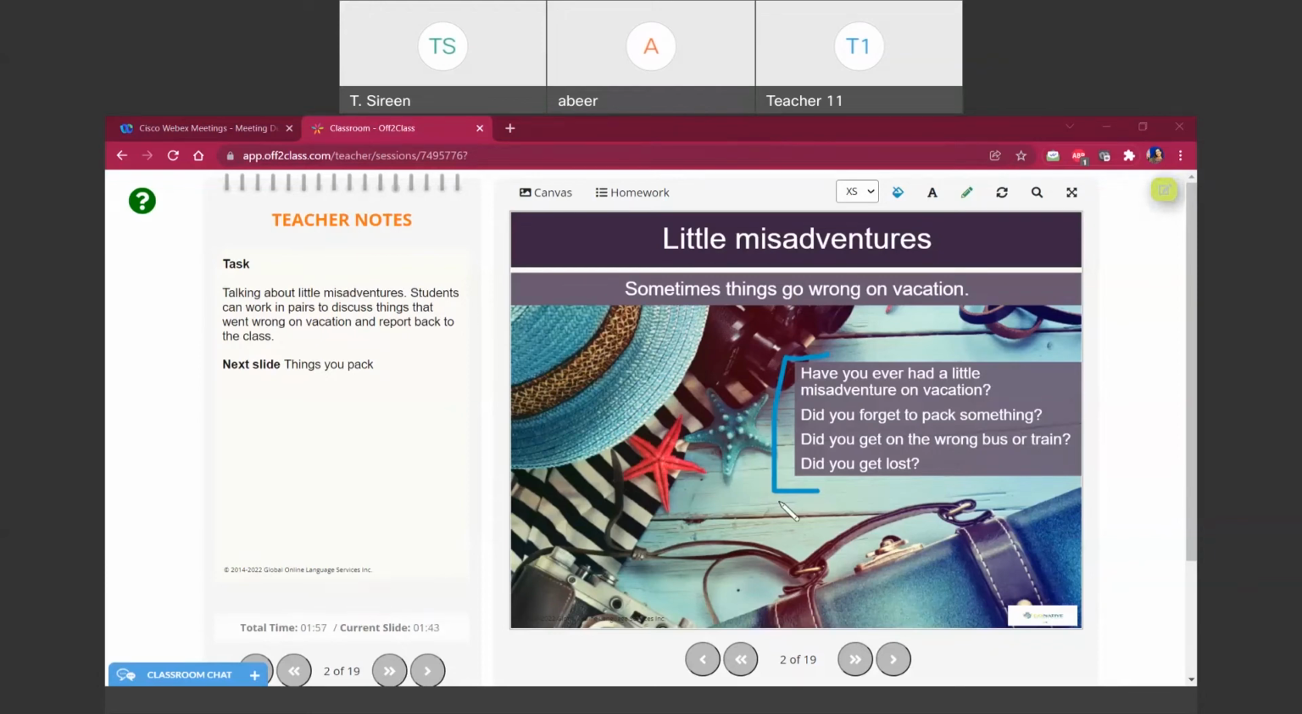Okay. Did you forget to pack something, for example? Did you forget to pack something specific? What is the meaning of pack? Pack means to put something in your luggage, and you forgot it, for example. No. Okay. Did you get on the wrong bus or train? Has something like that happened to you? Yes. Did you get lost? Yes, once? Really? Where was it? In Mecca. Oh. Okay, let's continue.